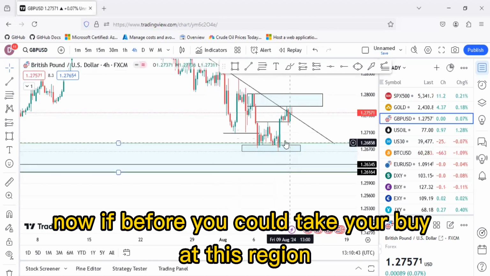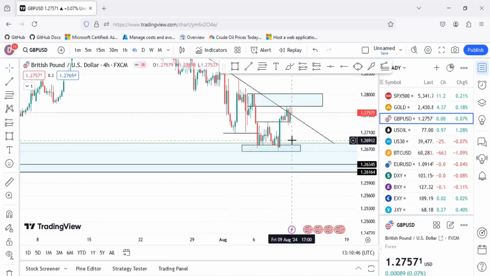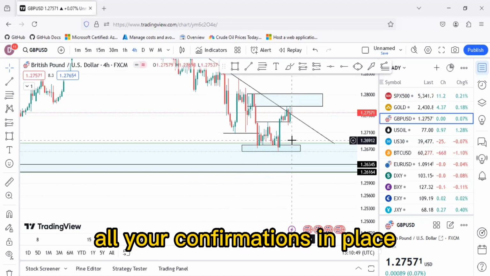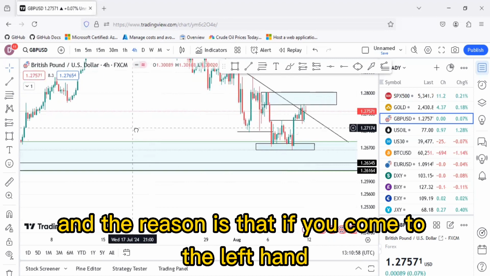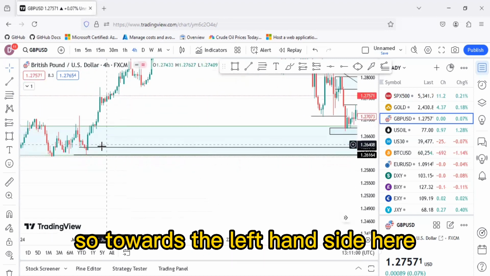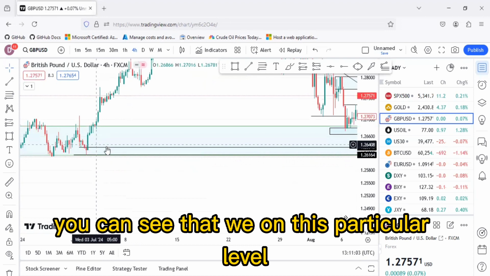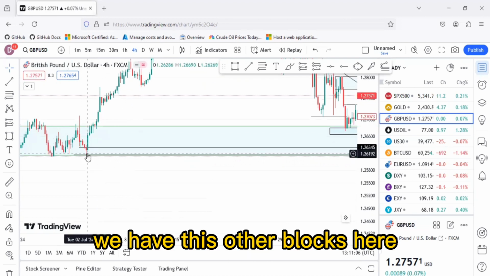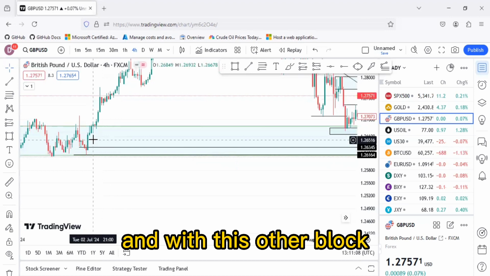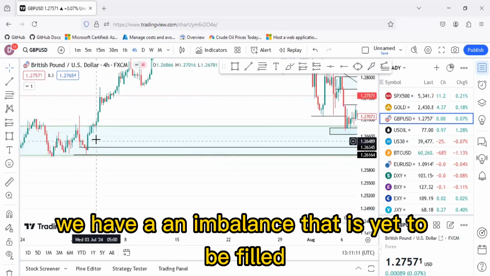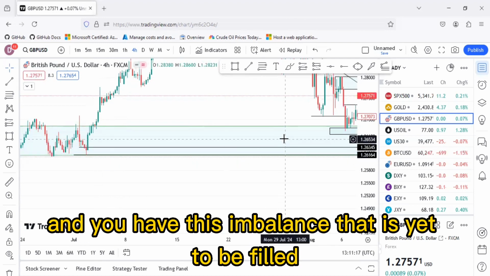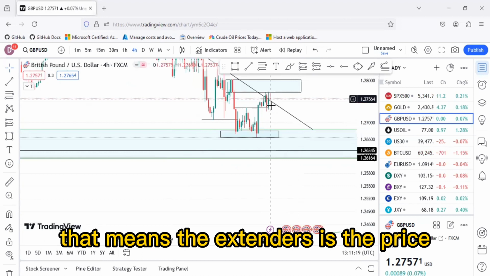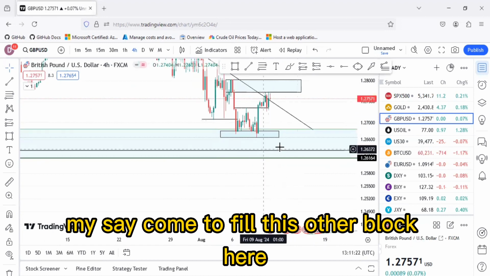Before you take your buy at this region, you must ensure that you have all your confirmations in place. In fact, you must make sure you have a confluence here. And the reason is that if you come to the left-hand side here, you can see that on this particular level we have these other blocks here. And with this other block, we have an imbalance that is yet to be filled. So since we have other blocks here and this imbalance that is yet to be filled, there is a tendency that price might come to fill this space that you are looking at.